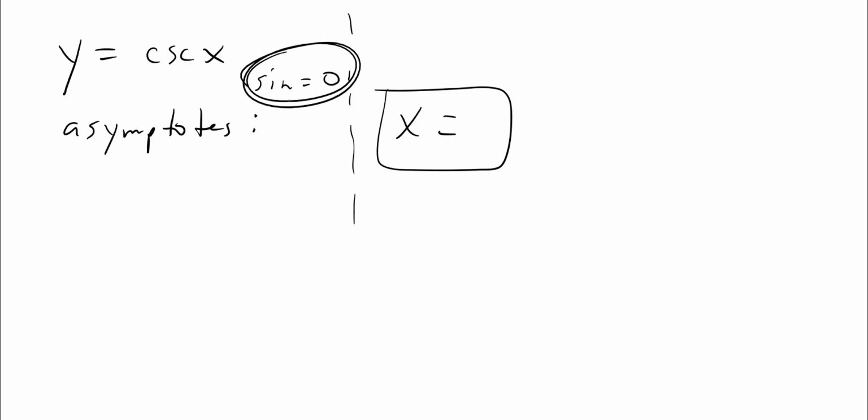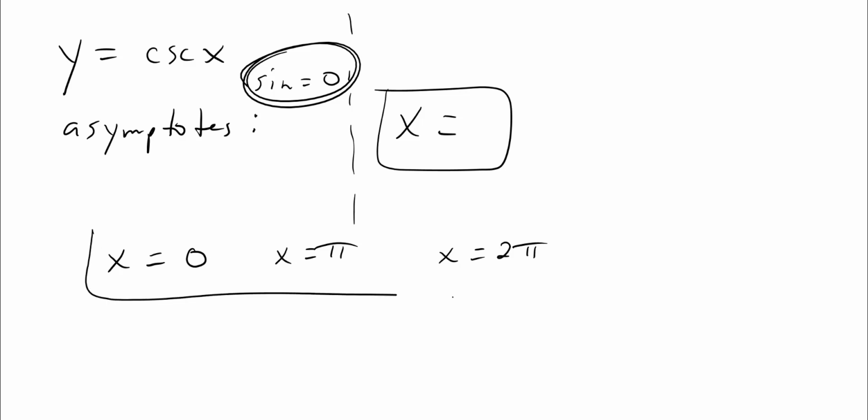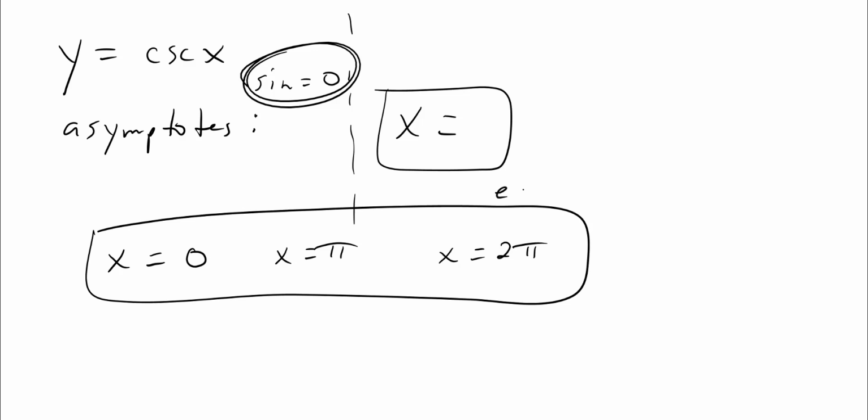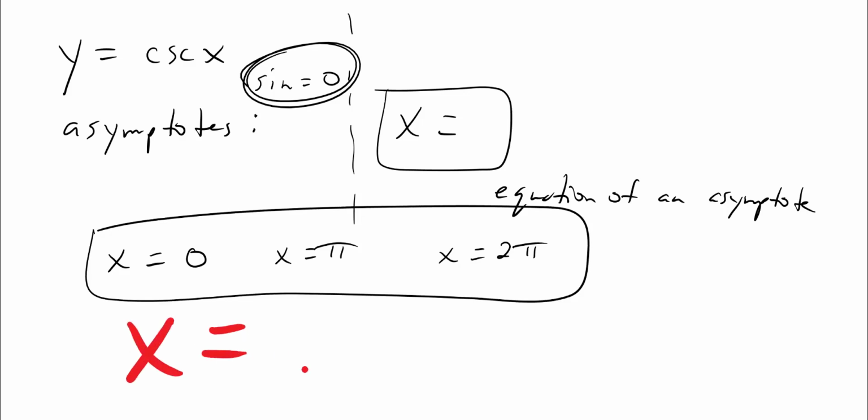So this is like chapter 1, guys. Sine is 0 at x equals what? 0. Sine of 0 is 0. Sine of pi equals 0. And sine of 2 pi equals 0. So you can go 2 pi, 3 pi, 4 pi, negative pi, negative 2 pi. So these are all equations of asymptotes. If I ask you for an equation of an asymptote, it's always x equals something. Don't forget that. And remember, x equals where it's undefined. So you've got those values, the 0, the pi, the 2 pi.